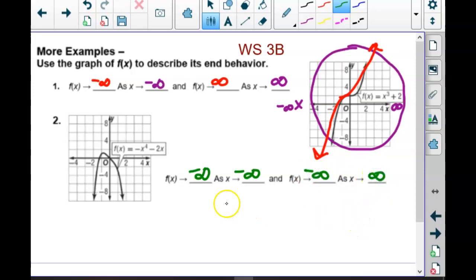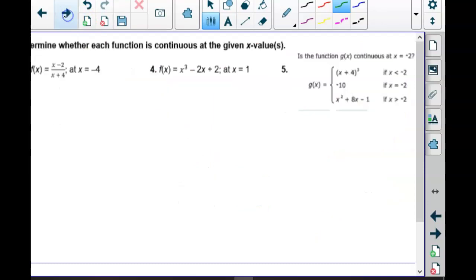Okay, so what are the words? What does this mean? Down on the left, and this means down as x goes right. Just kidding. All right, is that about it?